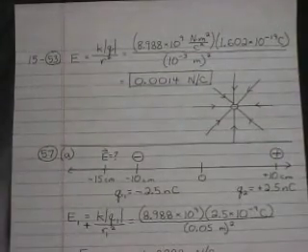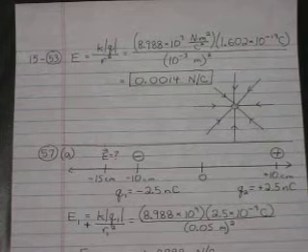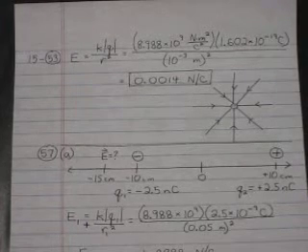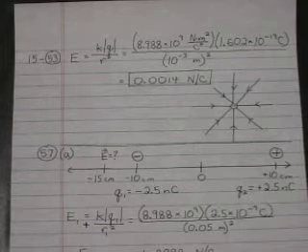This is Porterville College, Physics 102B, Chapter 15, Homework Solutions, Part 2, starting with number 53. What is the electric field a distance 1 millimeter from an electron?